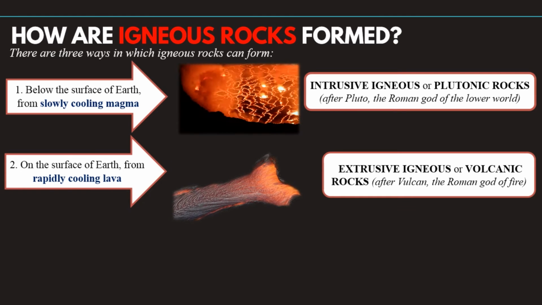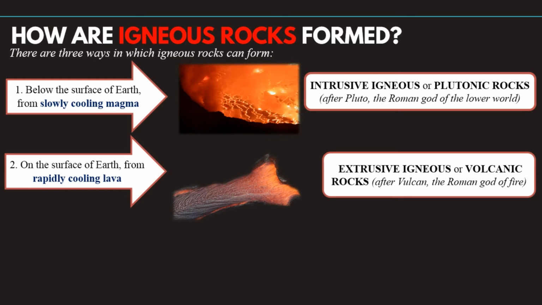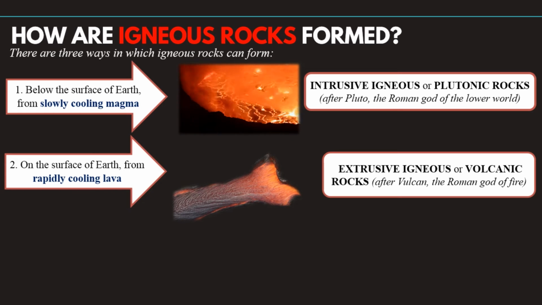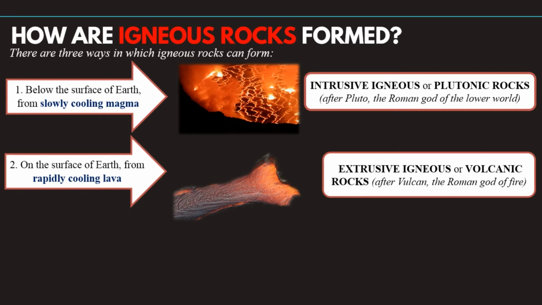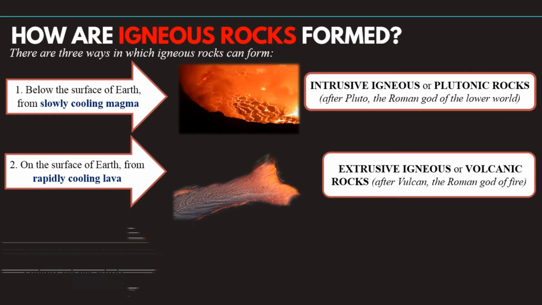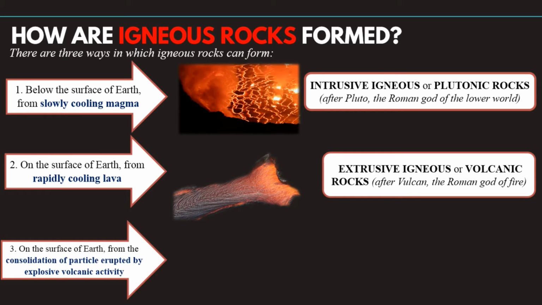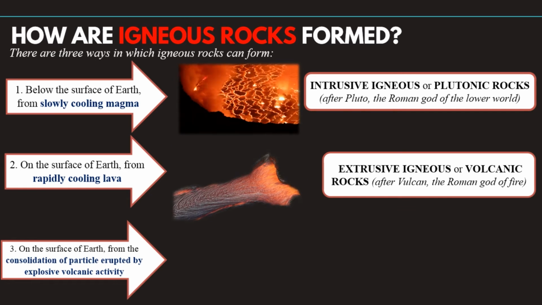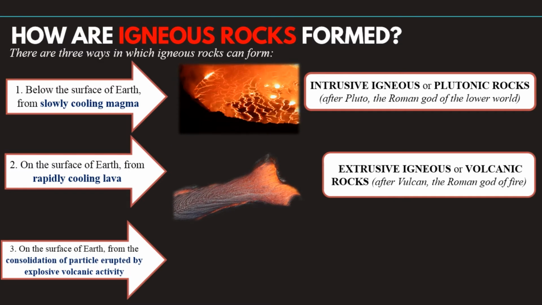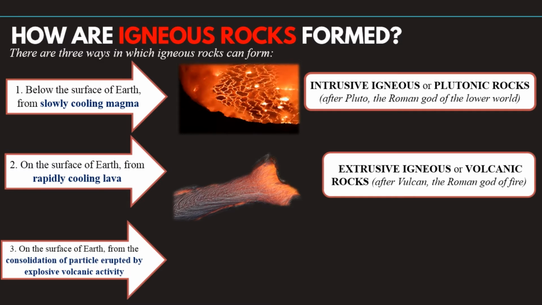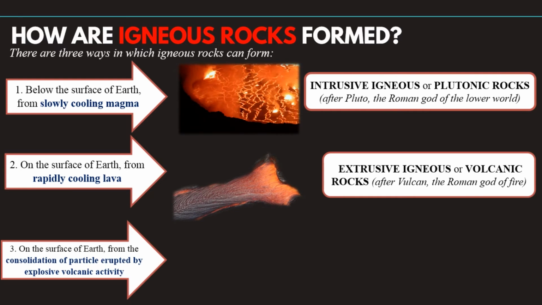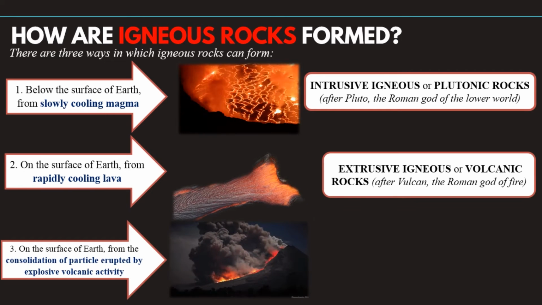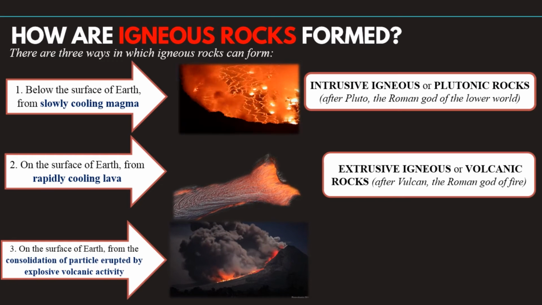Originally, we only have two types of igneous rocks based on how they were formed. But there is actually another type of igneous rocks. Alright? That is the type of rocks that are also formed on the surface of Earth. But the difference of this type of rock is that this is a consolidation of particles erupted by explosive volcanic activity, just like what you see in the illustration.